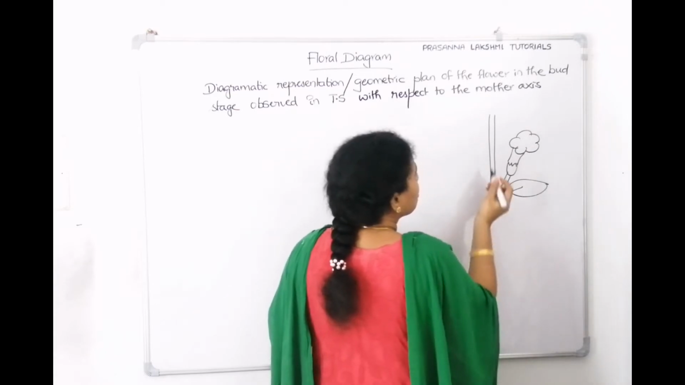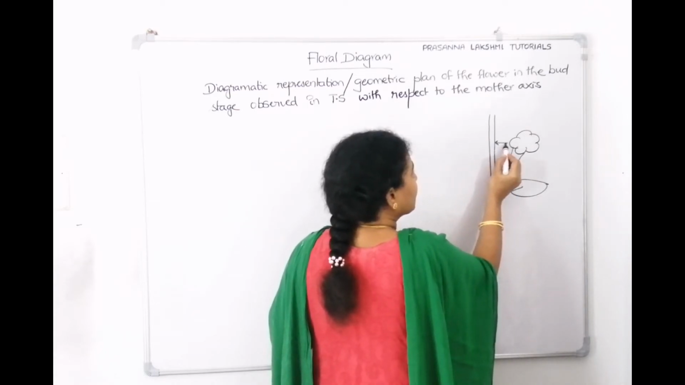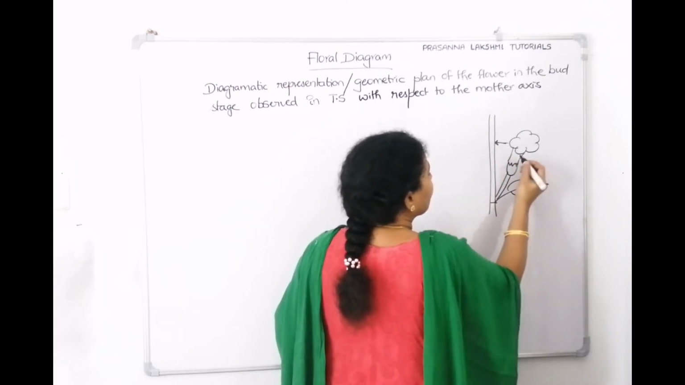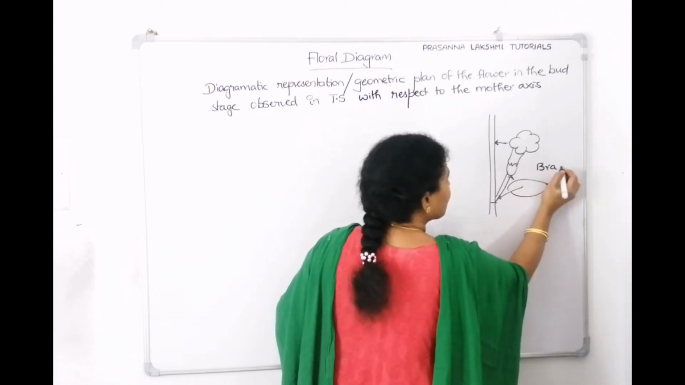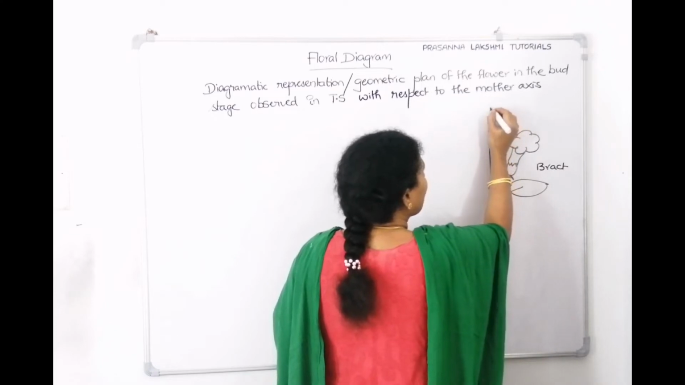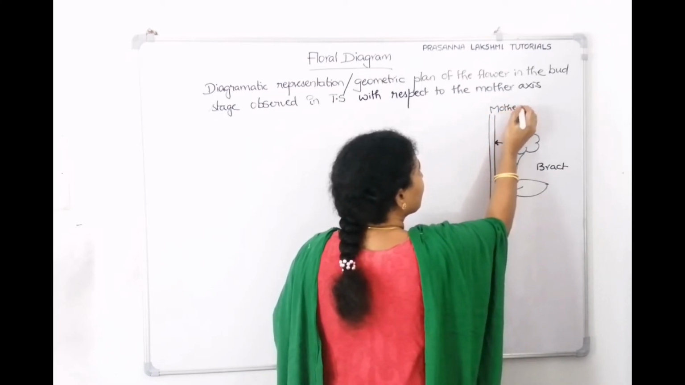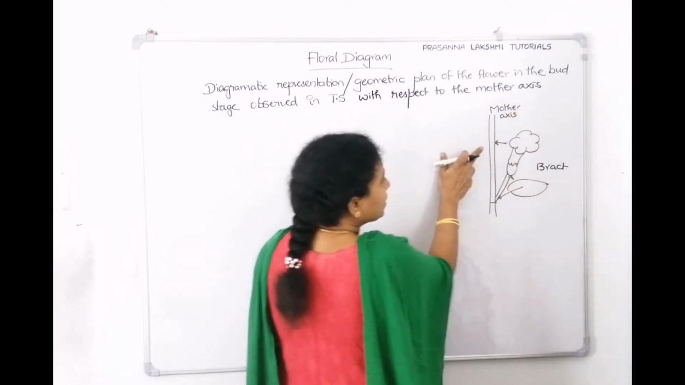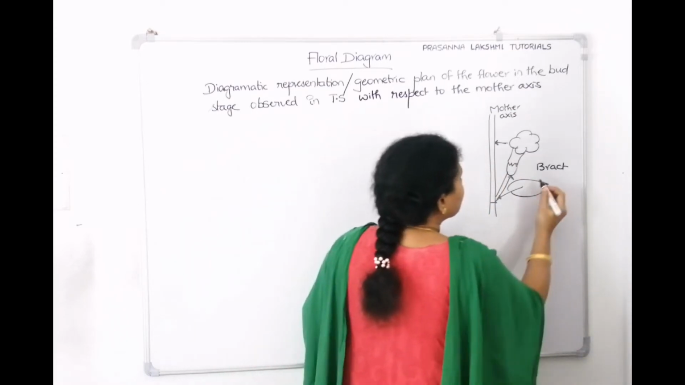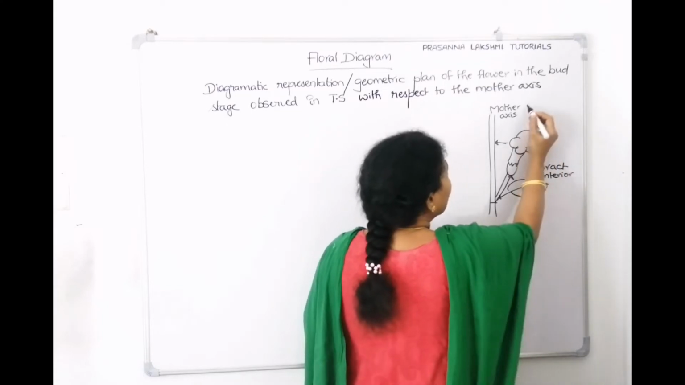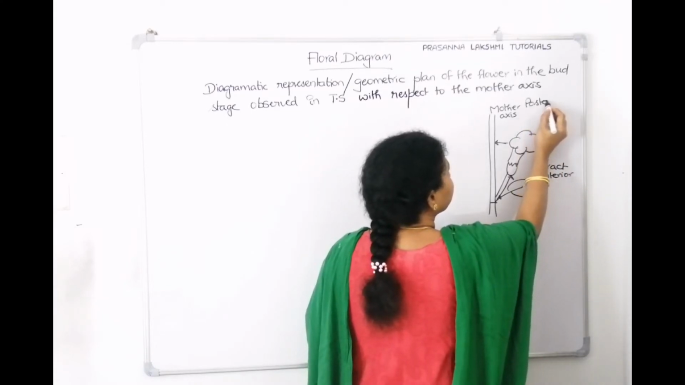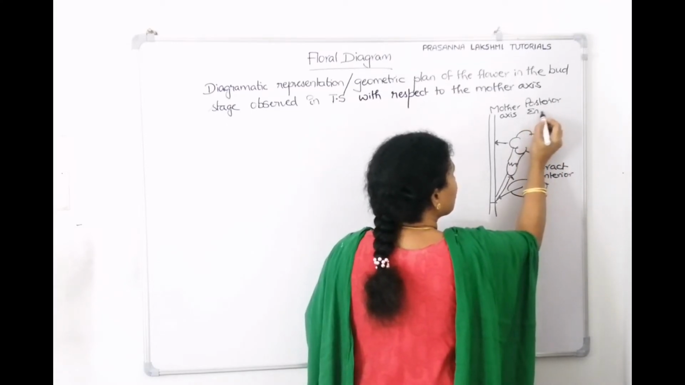The flower is there. So this side is the mother axis side. This is the mother axis, and this side is the bract side. So what is this side called? This is the bract side. What is this side called? This is the mother axis side. Children, the bract side represents the anterior end of the flower. The mother axis represents the posterior end of the flower.